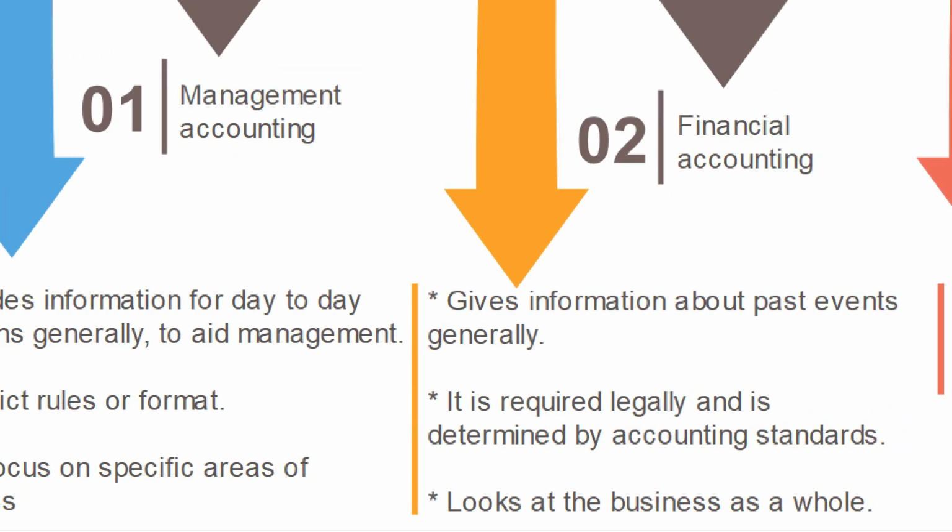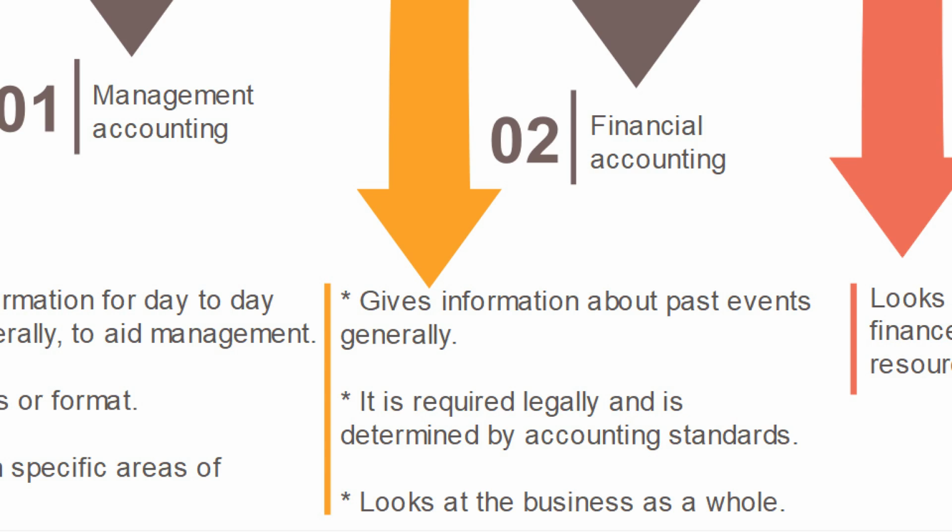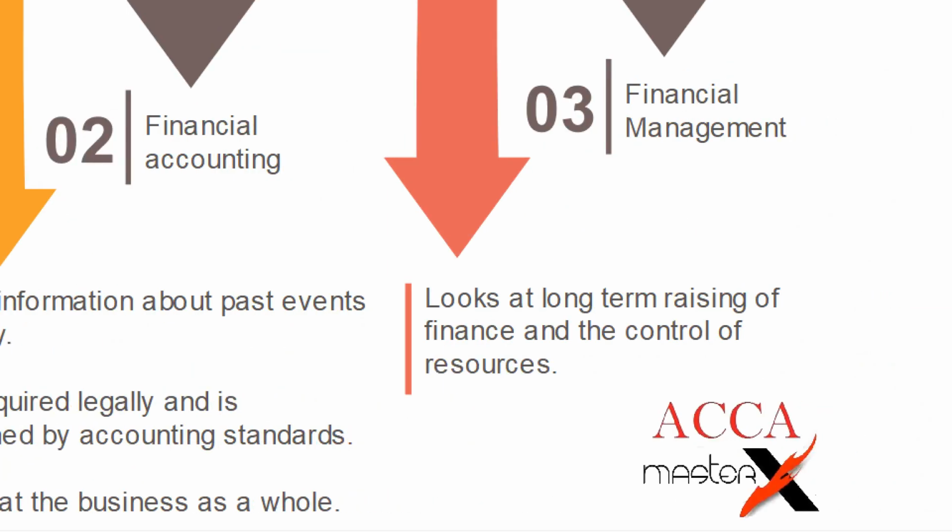Whereas if we talk about financial accounting, in financial accounting, we have several standards, IFRS, in place, and we have to prepare our accounting books according to the given standards. These transactions give information about past events, and we can see a big picture of the whole business by reading the accounting books, right? Now, if we talk about financial management, then financial management looks at long-term raising of finance and control of resources. Let's see these things in more detail.